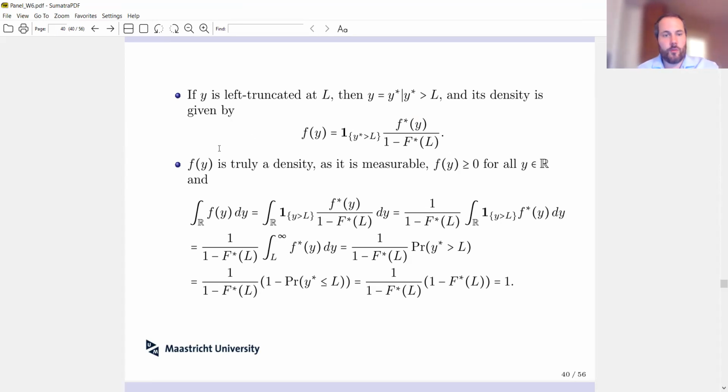And the next equation, that's something you can look at carefully. What we're showing here is that f of y is truly a density because it's measurable. You don't need to care about what that means. It's just measurable, that comes from measure theory, complicated stuff. A density has to be non-negative. That's also true. And moreover, it integrates to 1. That's what is shown here. So this truly is a density.